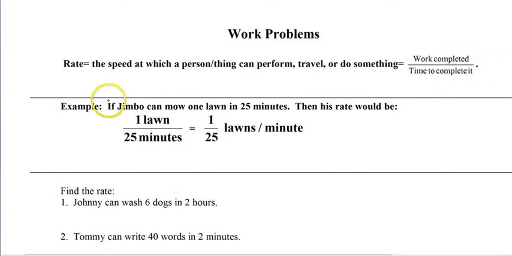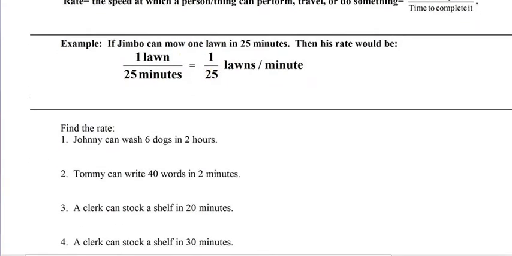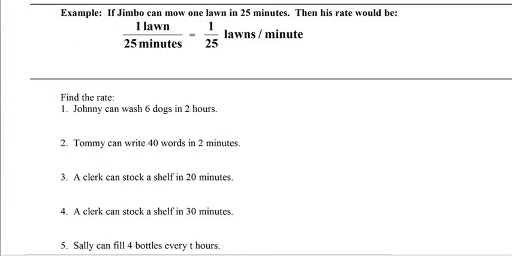So an example, Jimbo can mow one lawn in 25 minutes. So his rate would be one lawn every 25 minutes. That's his rate. So you could change it and say two lawns every 50 or three lawns every 75 minutes. But that's his rate of completion. All right. So find the rate for each.